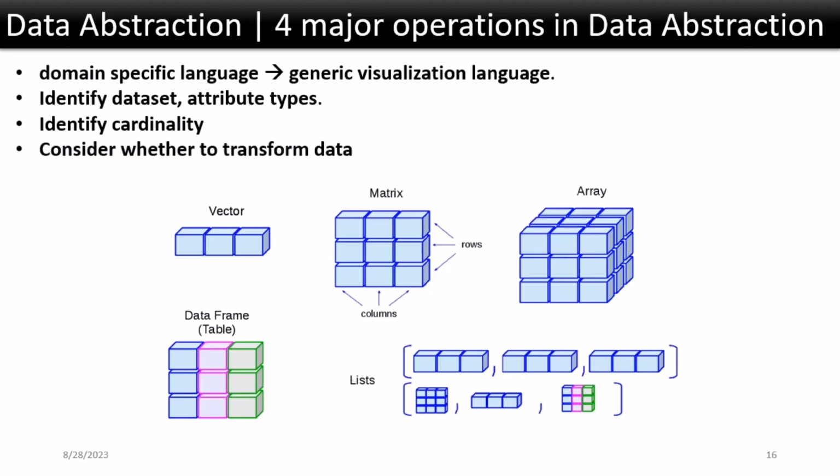And the fourth point would be transform data. Consider whether to transform it. If the information provided is not enough, then the data needs to be recorded again. Or if the data has some errors, then those data should be rectified. Based on it, we should take the fourth decision. Those are the four operations involved in data abstraction.